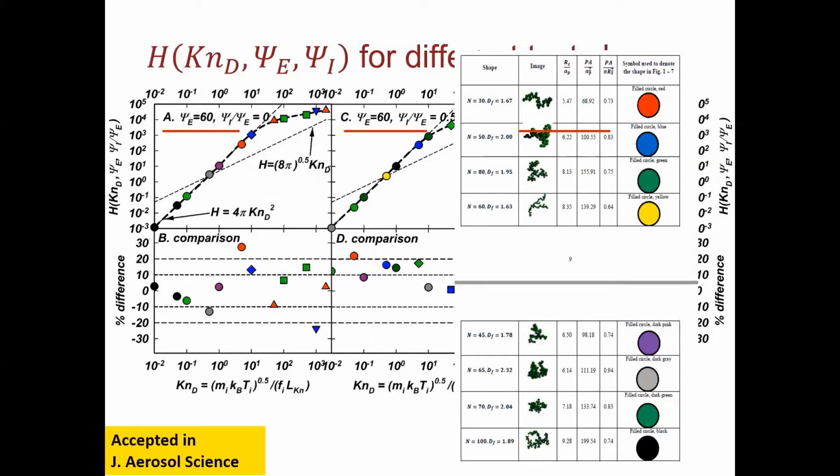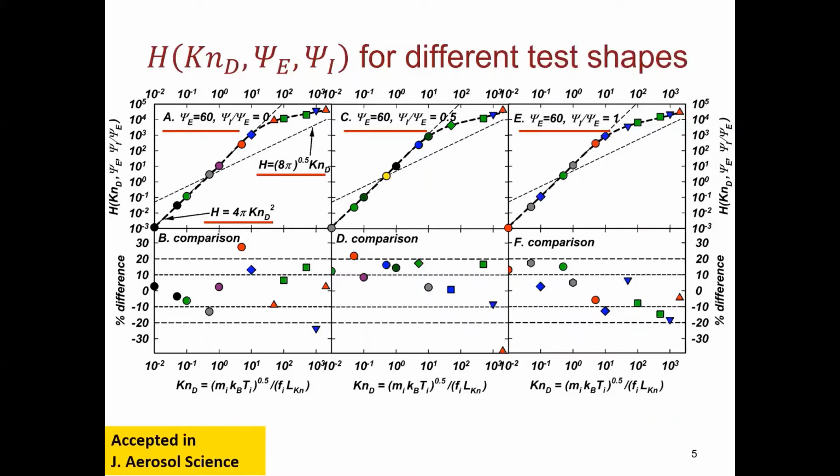The continuum limit and free molecular limit of H are shown using red and black dashed lines with equations shown. The model calculated H is shown using the dark black dashed line. The lower panels B, D, and F show, respectively, the difference between the numerically computed kernel and the analytically computed kernel. Reference lines at 10 and 20% are included.